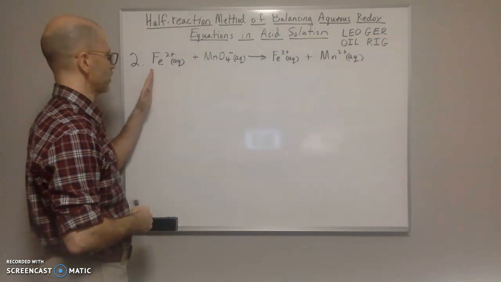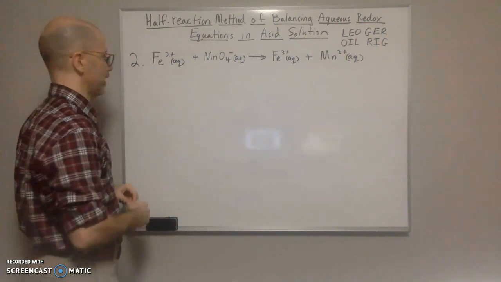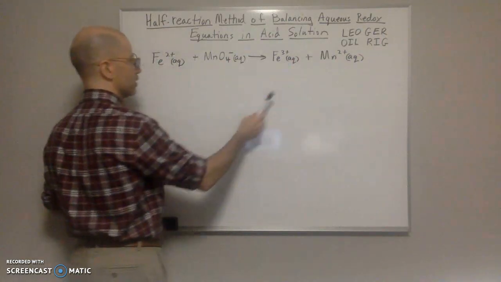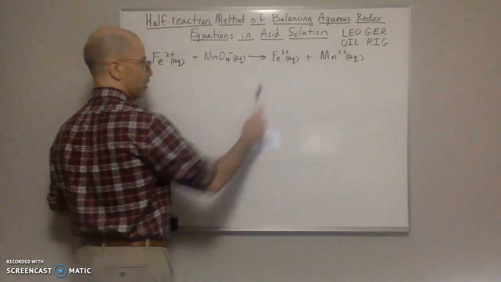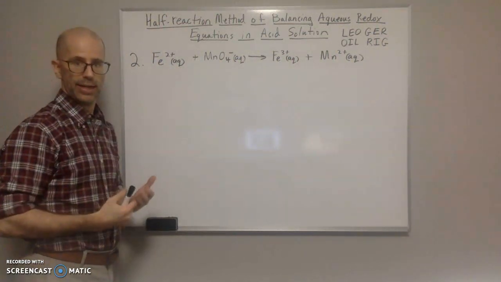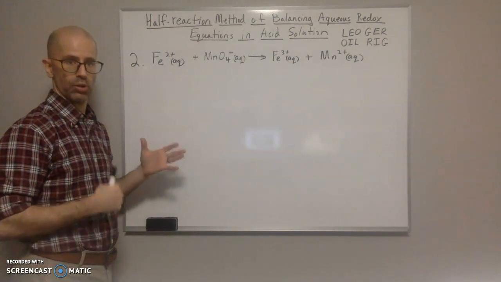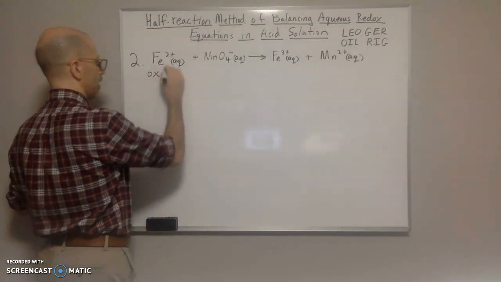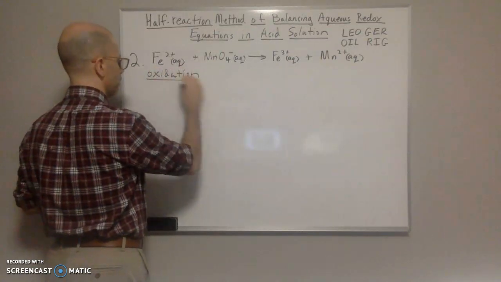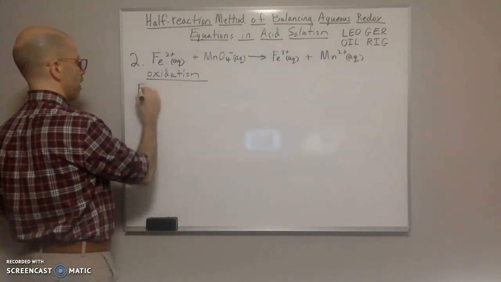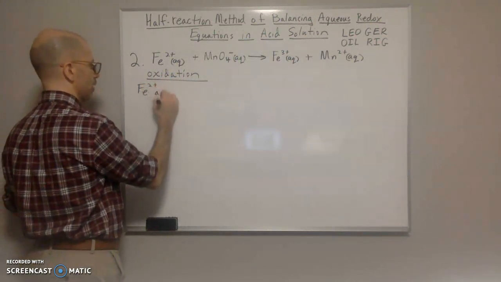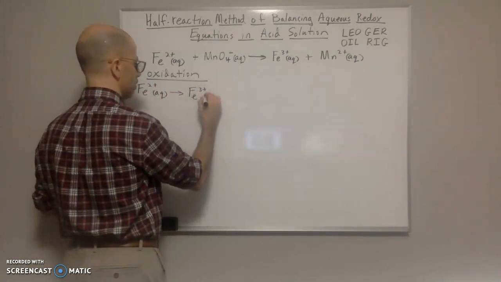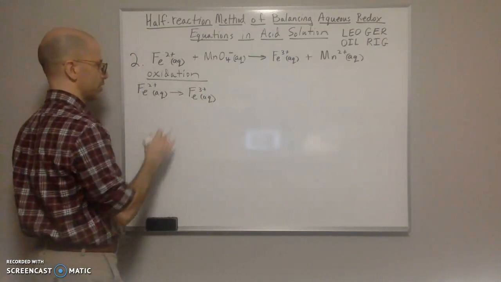All right, so the first step is to identify your oxidation and your reduction. So we'll look at Fe2+. Fe2+ goes to Fe3+. So it's becoming more positive, which means it lost electrons. And so OIL RIG, oxidation is loss. So the oxidation half reaction is going to be Fe2+ aqueous going to Fe3+ aqueous. So that's our half reaction.